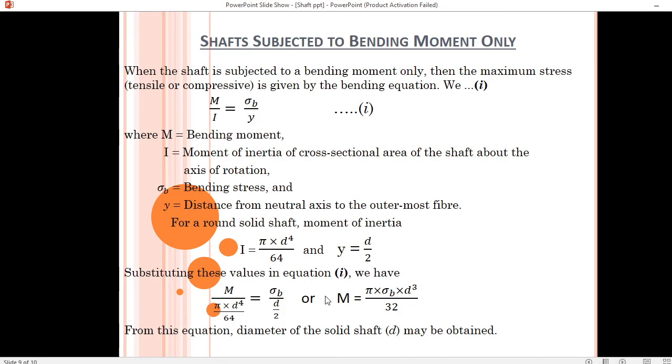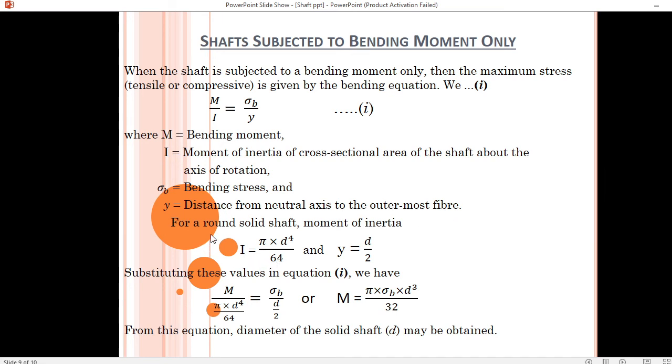Next we will see shaft subjected to bending moment only. When the shaft is subjected to bending moment, the maximum stress, that is tensile or compressive, is given by the bending equation: M by I is equal to sigma b by Y. M is the bending moment, I is the moment of inertia of the cross-sectional area of the shaft about the axis of rotation, sigma b is the bending stress, and Y is the distance from the neutral axis to the outermost fiber or the surface.